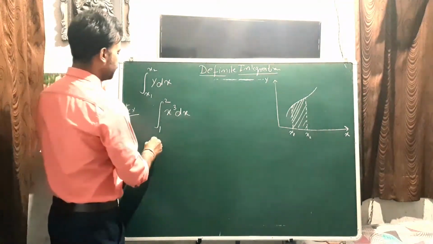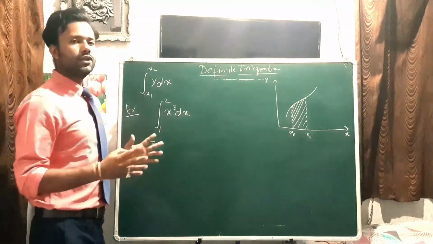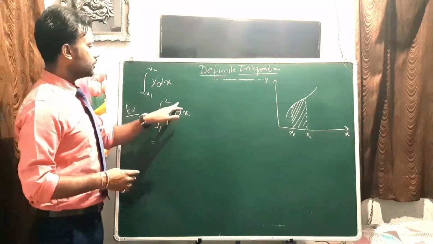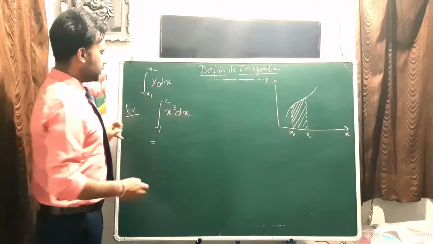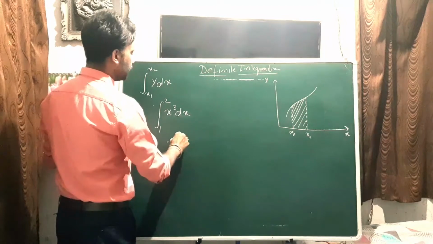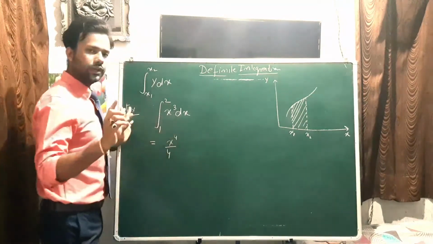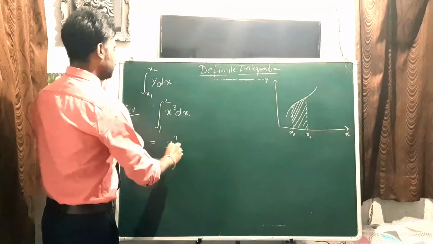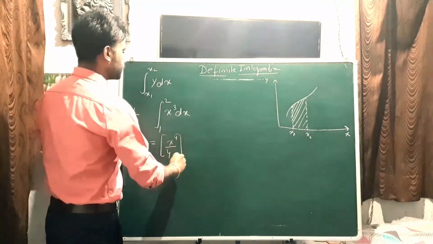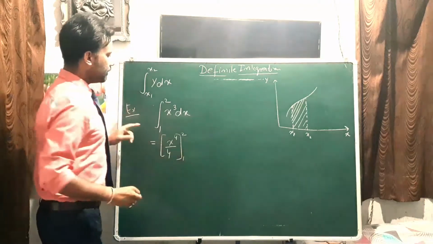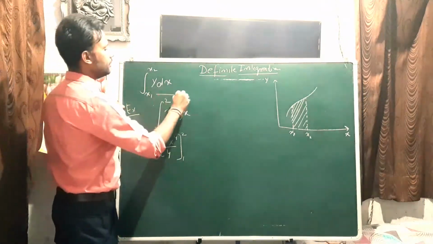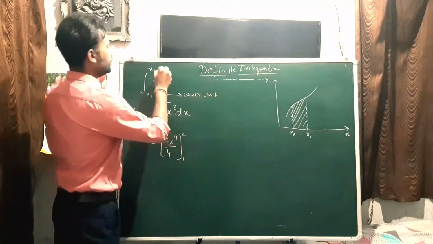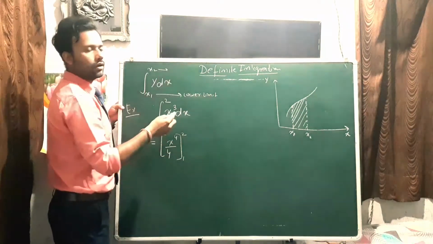So let's solve it. The first step is simply to solve the integration like we have solved earlier. So x to the power 3, that means n is 3 here, will become x to the power 4 upon 4. This is the integration. Now the integration is done. We write it like this: limits 1 to 2. This limit is known as the lower limit, and this is known as the higher limit or upper limit.